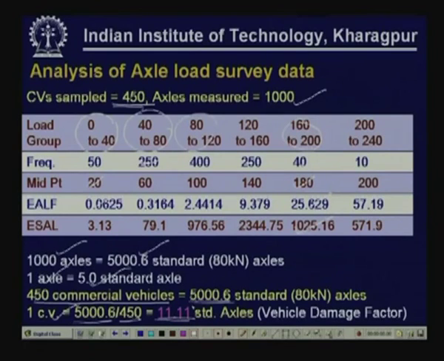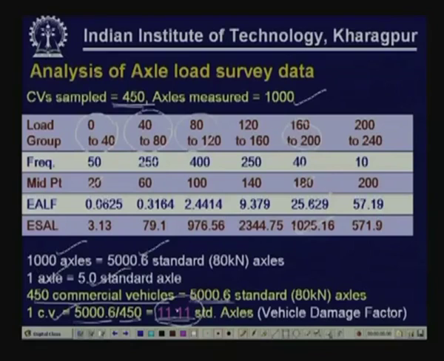This is called the vehicle damage factor, which is a representative parameter that tells us one commercial vehicle is approximately equal to so many standard axles. So if you have this information for a given road, this is the vehicle damage factor to be adopted. Then if you know the commercial vehicles that are going to be there, that multiplied by this vehicle damage factor will give us the equivalent number of standard axles. So this is how we can obtain the vehicle damage factor by conducting an axle load survey, by knowing the number of commercial vehicles that were sampled, and converting all of them into equivalent number of standard axles.